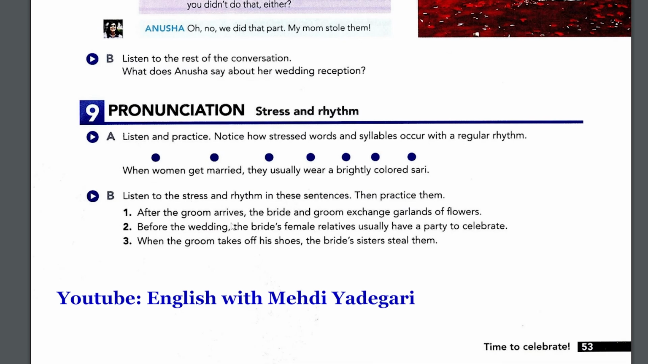After the groom arrives, the bride and groom exchange garlands of flowers. Before the wedding, the bride's female relatives usually have a party to celebrate. When the groom takes off his shoes, the bride's sisters steal them. Pay attention to this comma.